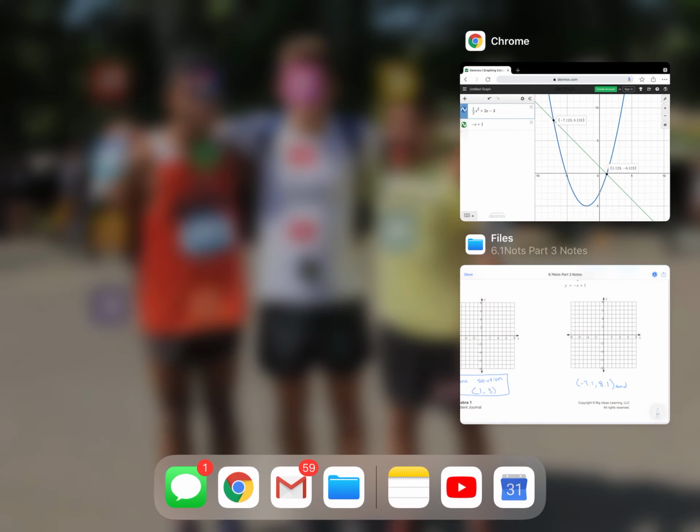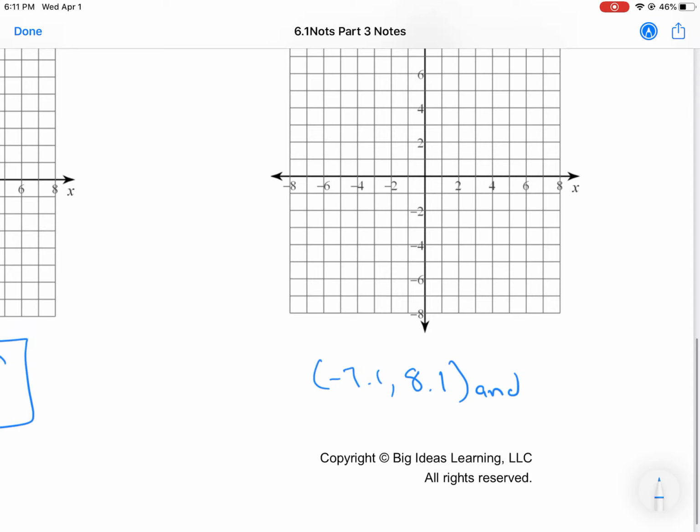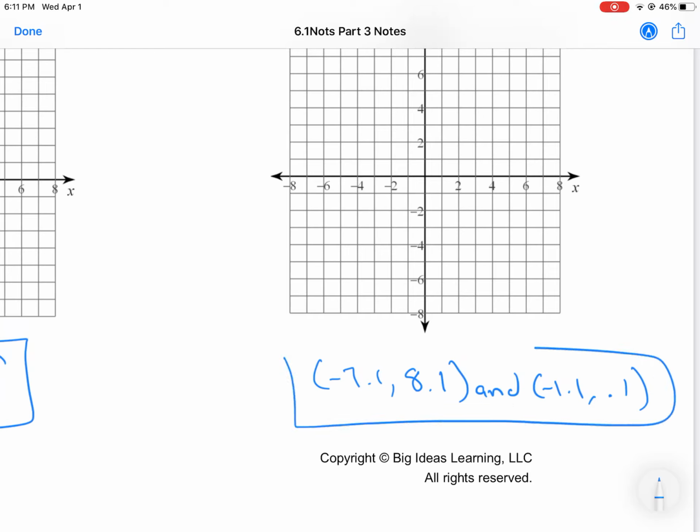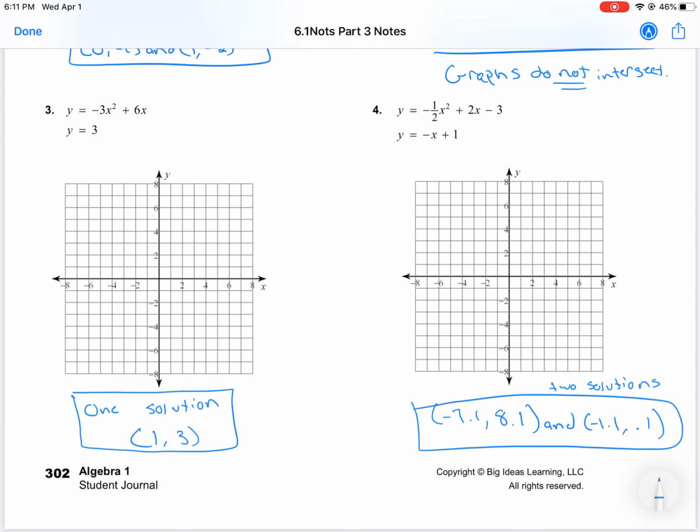And we have 1.1 and negative 0.1. I rounded. Negative 1.1, comma 0.1. So those are 2 solutions. All right, 2 solutions, and that's really all.